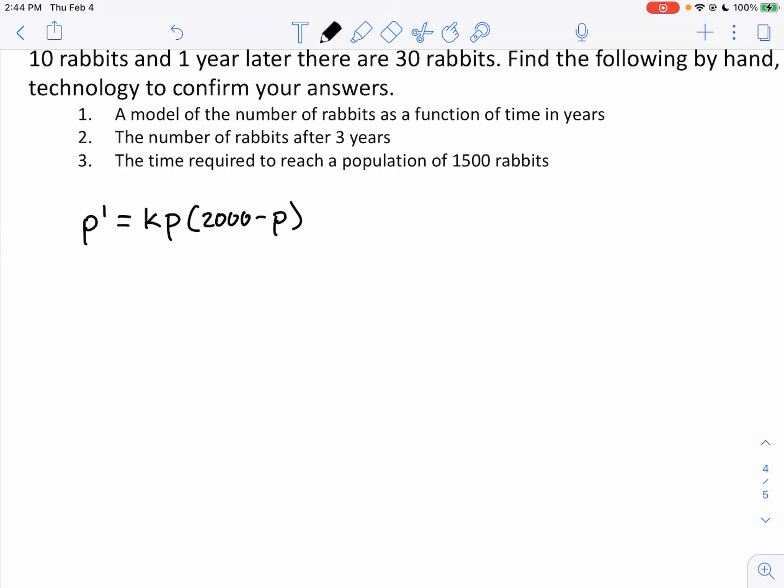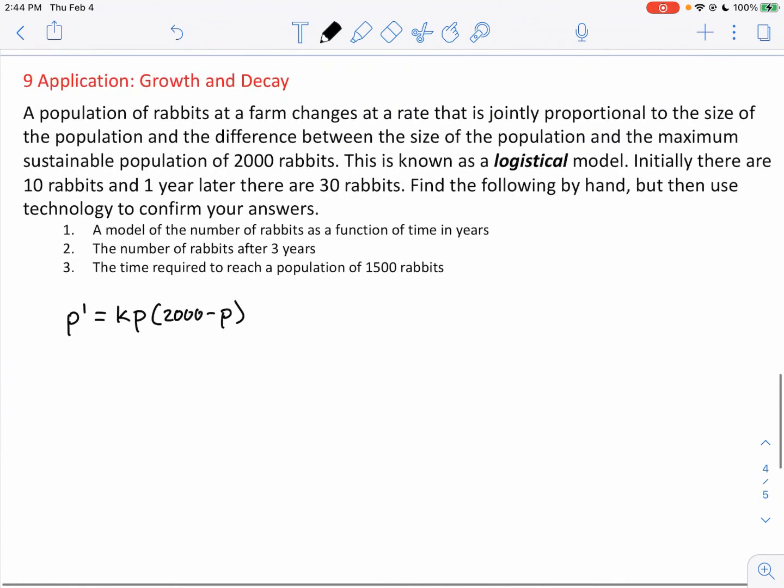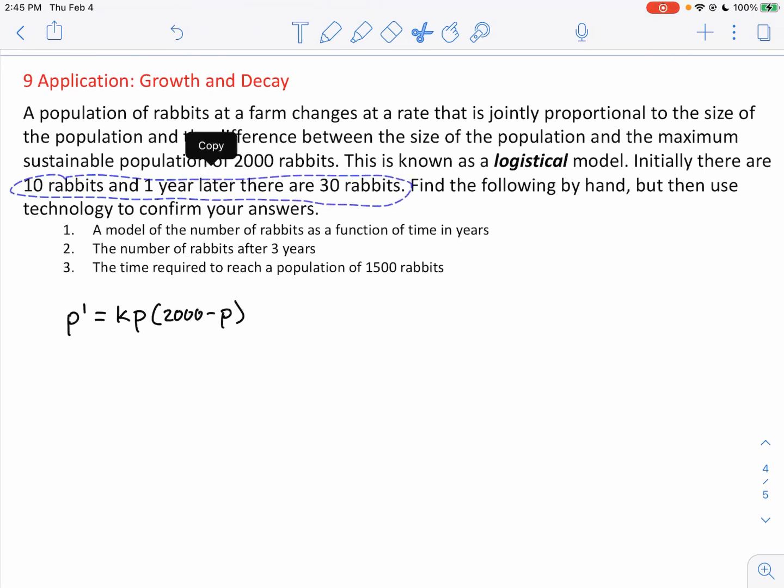Okay, so it's already prepped to, do they tell us what K is? If they tell us what K is, great, then we can just replace it now, but I don't see any information about the constant of proportionality. I do see that we have some information about how many rabbits there are initially and how many rabbits there are 1 year later, but we're going to have to use that information after I get the model to find out what K is.